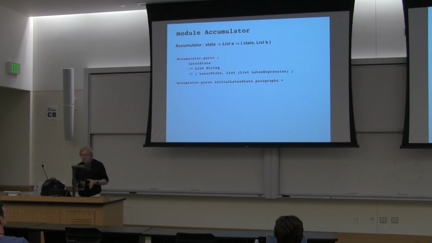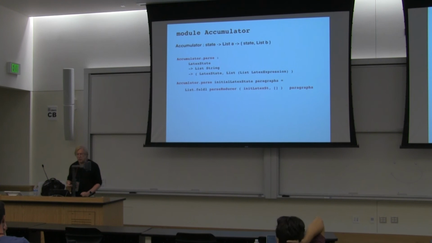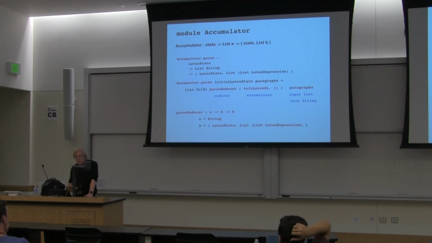Okay, so here's how it works. It's a fold. This is going to sound like another cheat. We're going to apply something called a parse reducer to this initial thing, the initial LaTeX state, comma, empty list, with the input being the list of paragraphs. So that's the reducer, that's the accumulator, that's the input list, it's a list of strings. Now here's the great thing. The parse reducer has that general type form. By comparing, we see that A must be a string, B must be that tuple. So we now know the type of the parse reducer.